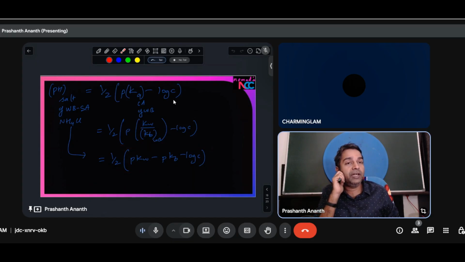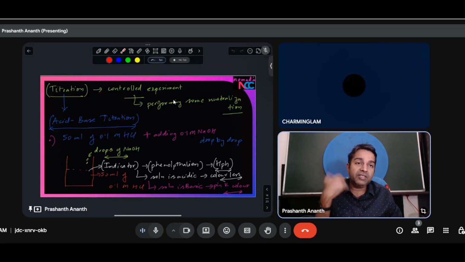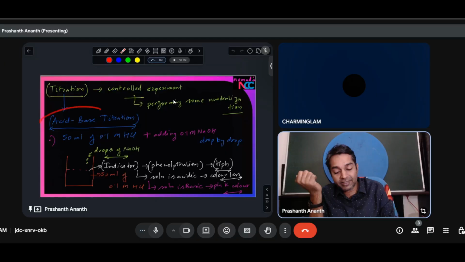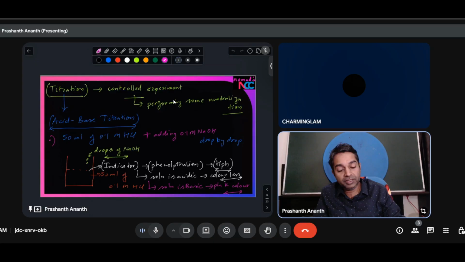Now after this we directly went into understanding how a titration works. From the point of view of titration, we started analyzing what is going to be an acid-base titration. And more specifically, I started off with the discussion on what is going to be a strong acid, strong base titration.